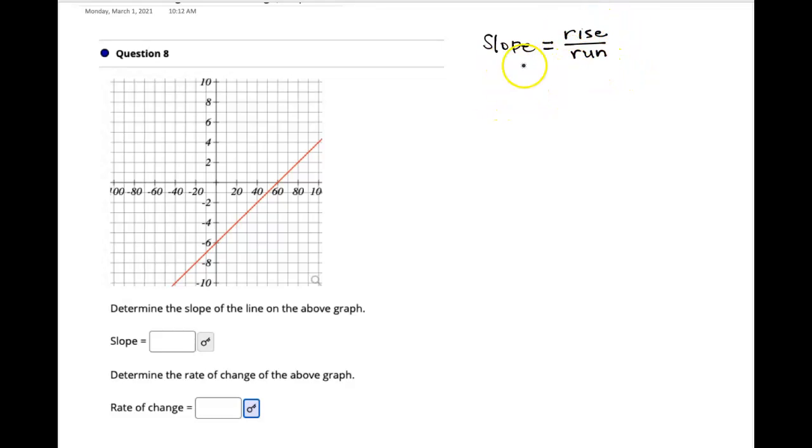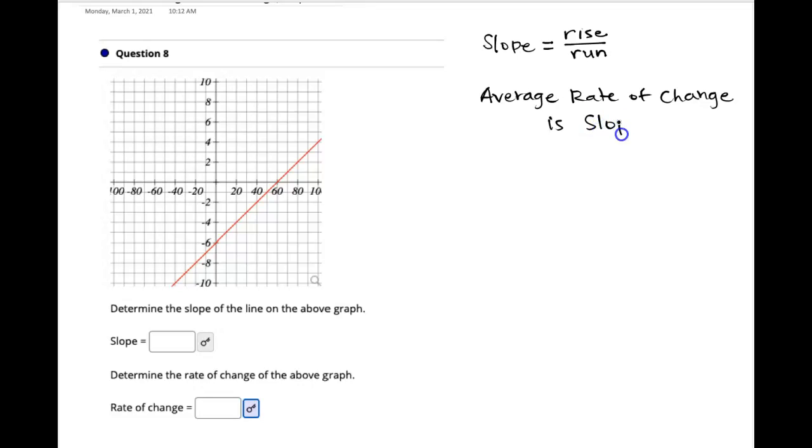It's also important to keep in mind that slope and average rate of change are the same thing. So when it asks you to find the average rate of change, that's the same thing as slope, because we're talking about linear equations, these straight lines. That's what we're trying to find here.